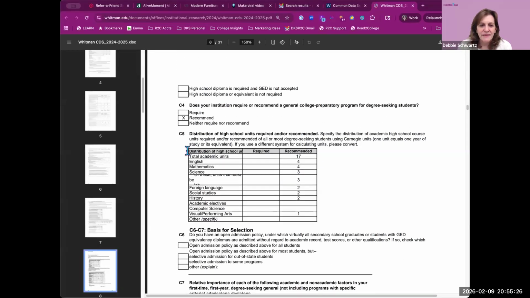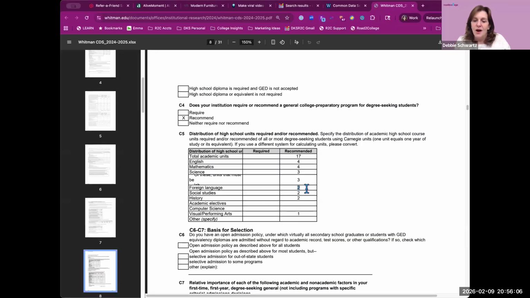Continuing on. This section C5 is worth looking at if you have a question about what type of classes are required for that college. Most colleges have a standard number and types of classes, but what sometimes varies is the foreign language. So in this case, Whitman only is asking for 2 years of a foreign language. There are colleges on the more selective end that definitely ask for 3 years of a foreign language.